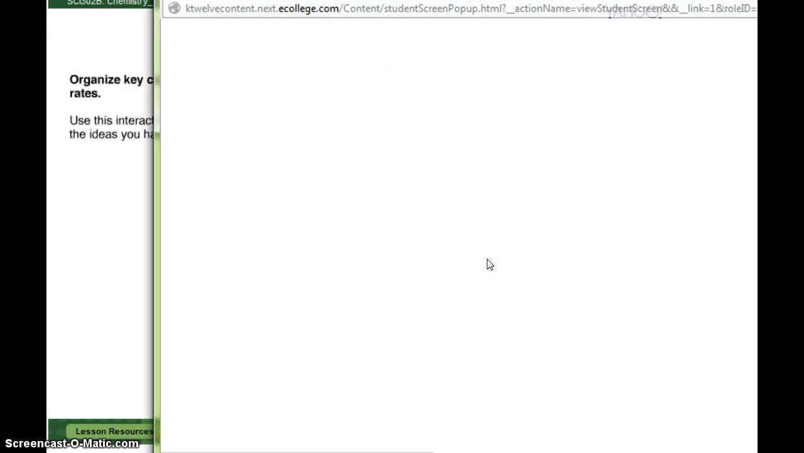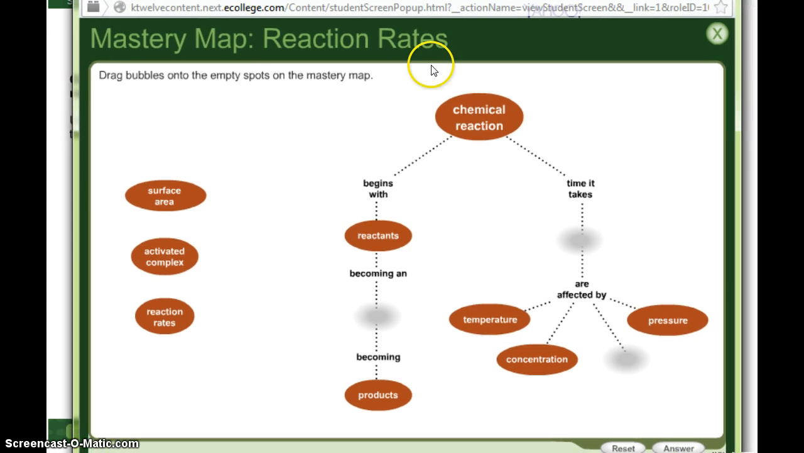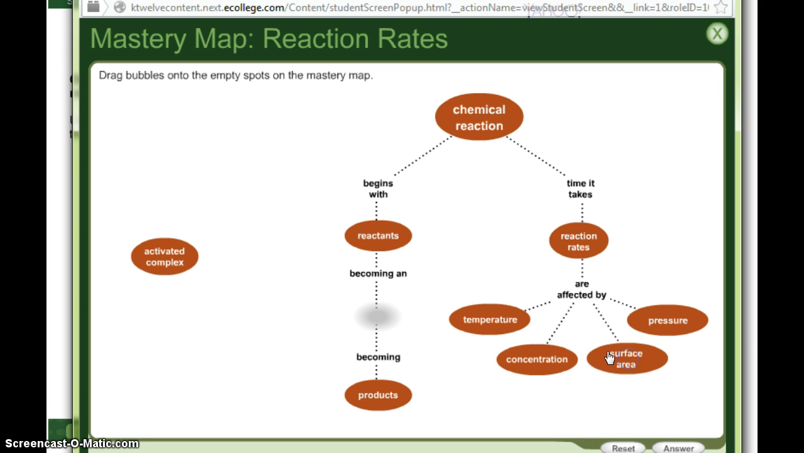Organize key concepts involving chemical reactions and reaction rates. All right, so go ahead. Chemical reaction, the time it takes. So which one should that be? Are affected by temperature, concentration, blank, and pressure. What should it be? And chemical reactions begin with reactants becoming, obviously the only one left, activated complex becoming products.